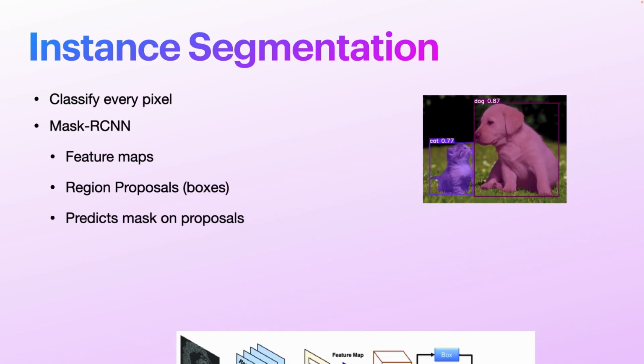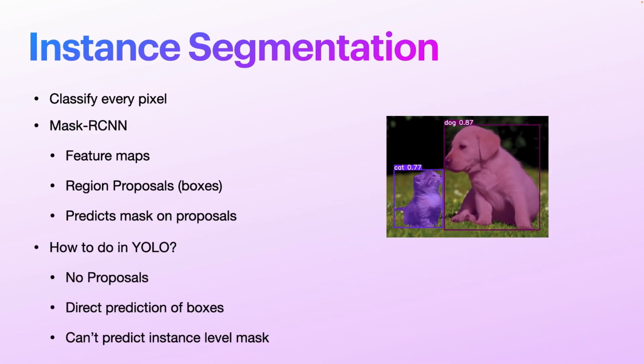But how to do this in case of YOLO? YOLO is a single-stage detector, right? That means there is no RPN for getting the proposals. So there are no proposals. We predict the boxes and the categories in a single shot, direct prediction. So the masks also need to be predicted along with the bounding boxes. So predicting the mask at instance level is a difficult task here. It's not straightforward. Hope you understood the problem. Because we don't have RPN proposals, it is difficult to predict the mask at the proposal level. So instance-level masks will be difficult for us.